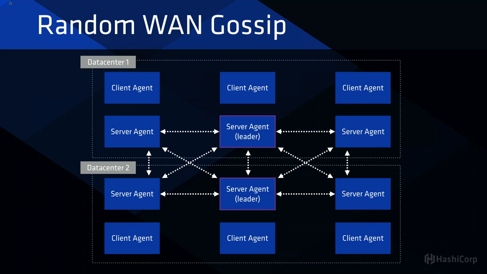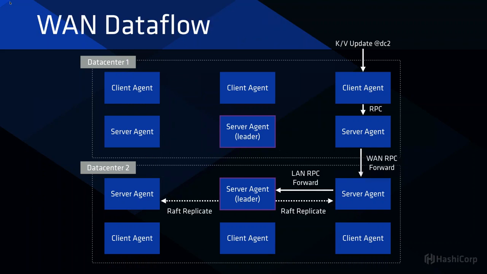They're randomly probing each other with UDP and TCP pings. They're gossiping the list of available server agents that they've discovered. They're declaring, hey, this one looks like it's failed. Yes, I think that one has failed. So they're doing all the same stuff that happens within the data center, but just among the servers in the WAN.